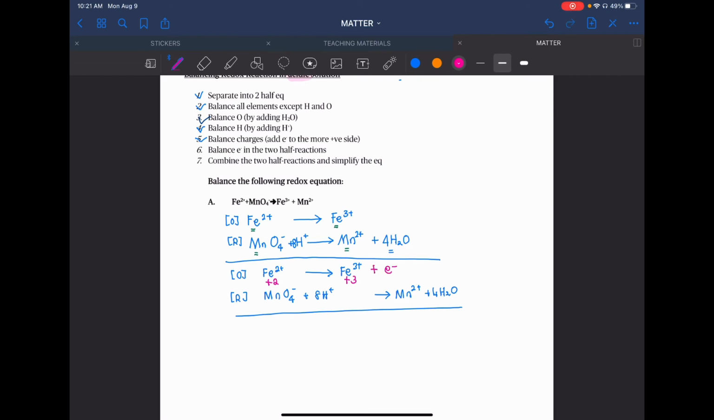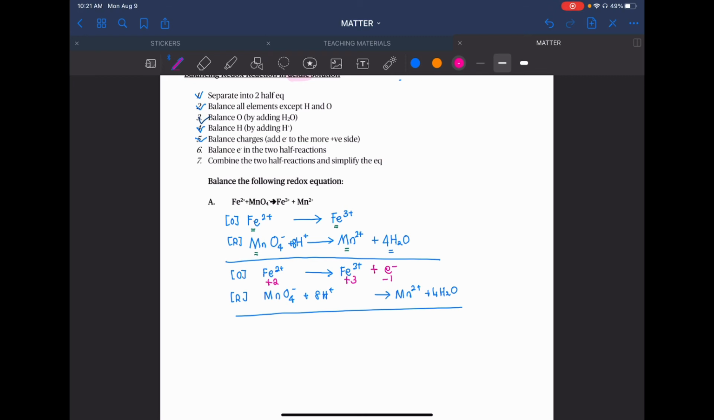Kenapa kita tambah sebelah kiri? Sebab sebelah kanan ni dia lebih positif. Okay, so how much electron kita nak tambah? Kita tambah 1. Kenapa 1? 1 electron, the charge is negative 1. Okay, so positive 3, negative 1. So the total will become positive 2. Okay, kita nak charge kiri dan kanan sama.